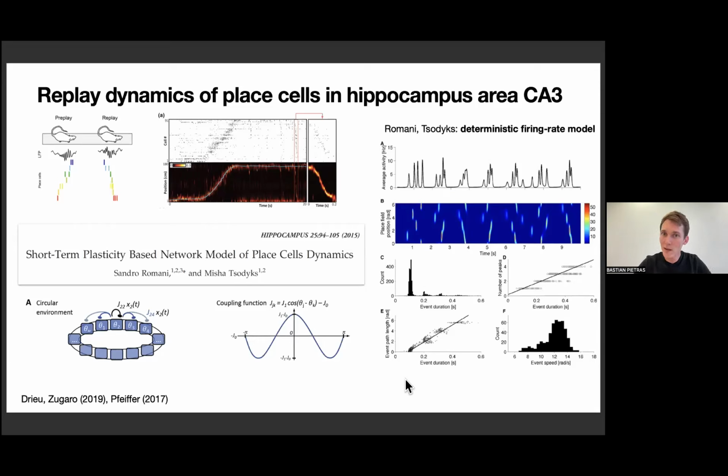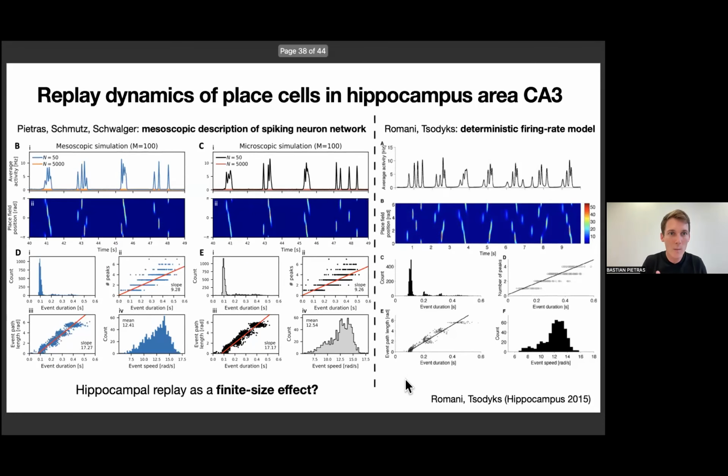So instead of using Romani and Tsodyks's deterministic firing rate model, we used our mesoscopic description. In the middle, we have our macroscopic simulation, on the left the mesoscopic simulation. We also see these bursts. So there's a good fit between mesoscopic and microscopic simulations. It also fits Romani and Tsodyks's results. An important difference, however, is that in our case, it's a pure finite size effect.